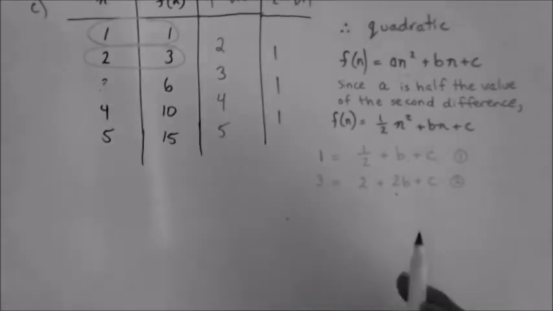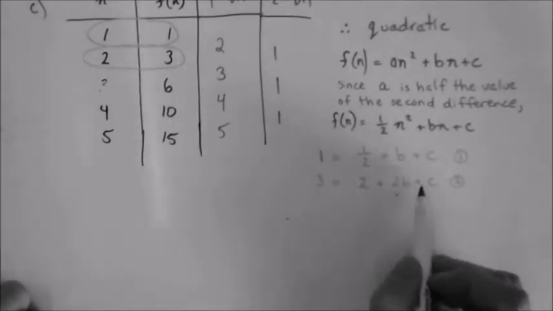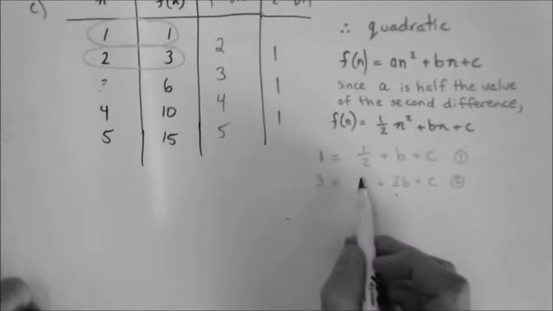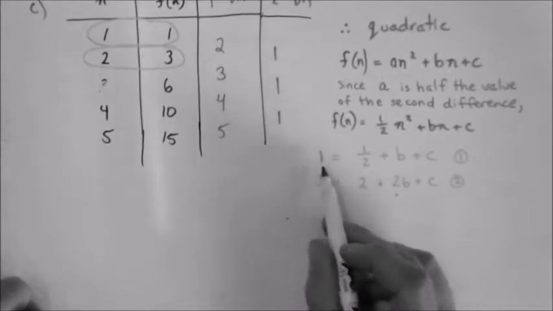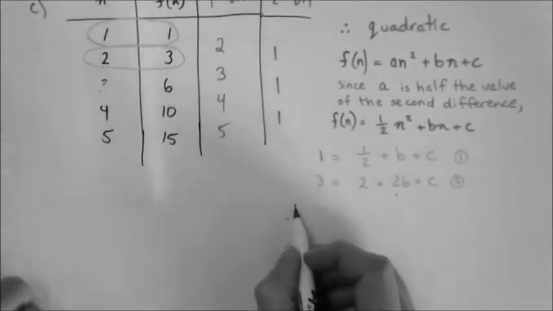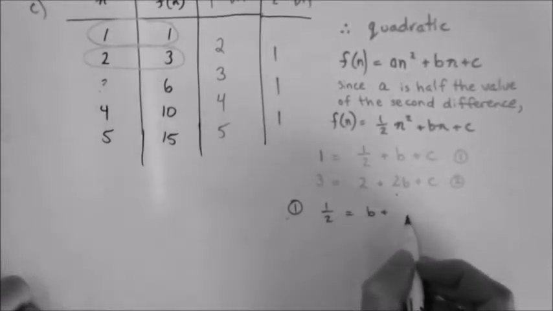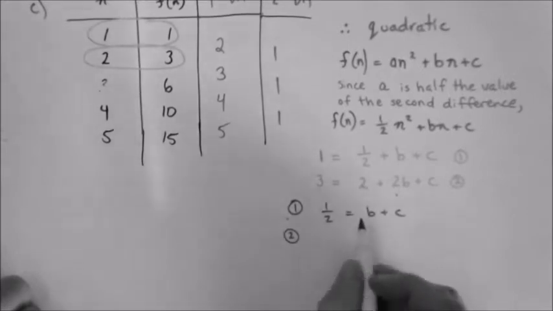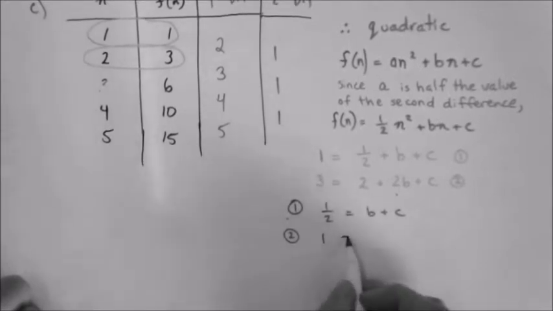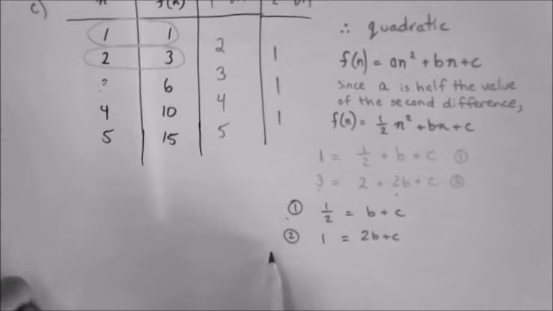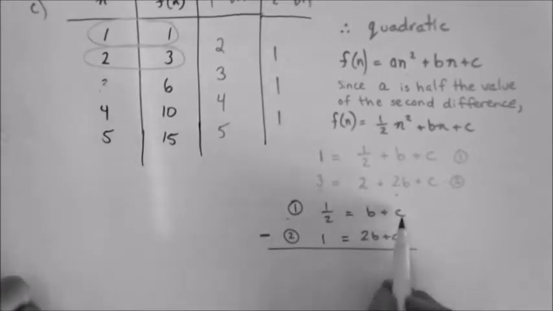Okay, so I have two equations, I have two variables. The only variables left are b and c. So I can simplify both of these equations a little bit by subtracting 1/2 from both sides in equation 1. Okay? So in equation 1, that's going to give me 1/2 equals b plus c. In equation 2, I can subtract 2 from both sides. That's going to give me 1 equals 2b plus c. Now I can use substitution or elimination. I am going to use elimination. I'm going to subtract these from each other because that will cancel out my c's.